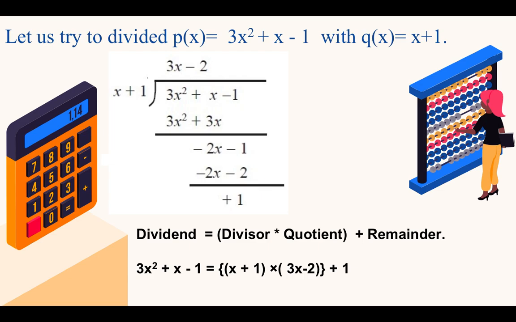So as we used to write till 8th class, dividend was equal to divisor multiplied by quotient plus remainder. Similar way we can write in polynomials also. The dividend, which was the polynomial p(x), is equal to the divisor, which was q(x), multiplied by the quotient, which was 3x minus 2, and add the remainder, which is plus 1.